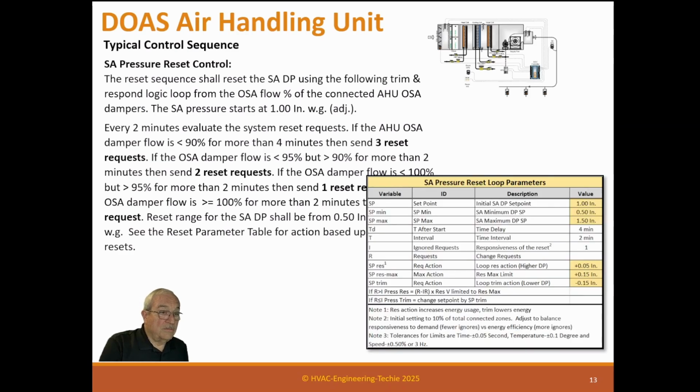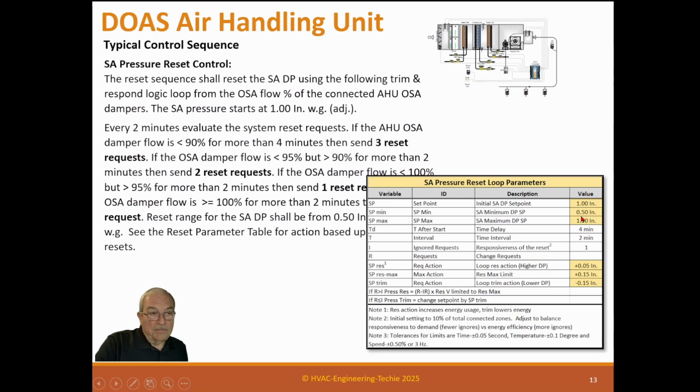And this is the parameter set for that particular set. So you can see here our set point starts at 1 inch. Our minimum is a 1/2 inch now, and then our maximum is 1.5. So during balance, the tab contractor set the system up to be able to supply design air for all connected dampers, and it'd be 1.5 inch.